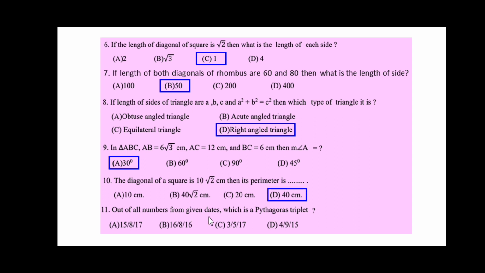Out of the given numbers, which is the Pythagorean triplet here? I think this first one is the Pythagorean triplet because 15, 8 and 17 is a Pythagorean triplet. This is the valid one, so the option is A.